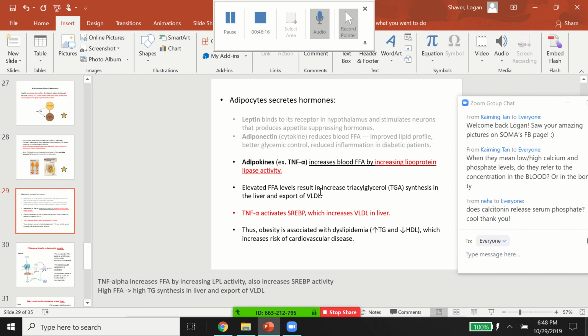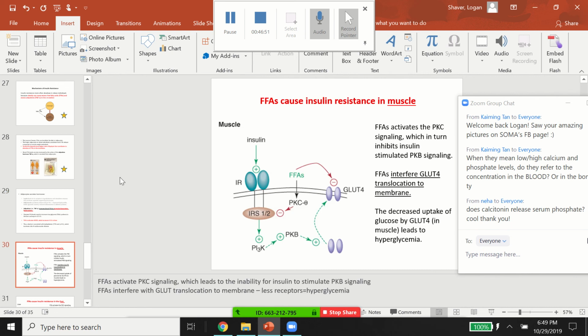And this talks a little more in detail about that. Not a big deal. TNF alpha activates SREBP, which, as you might remember from the earlier slides, increases VLDL in the liver. So once again, not a great thing to have going on, because that increases the amount of fat floating around and being stored. So typically it's not good to raise VLDL either. Okay, and so obesity is associated with dyslipidemia and therefore an increased risk of cardiovascular disease.